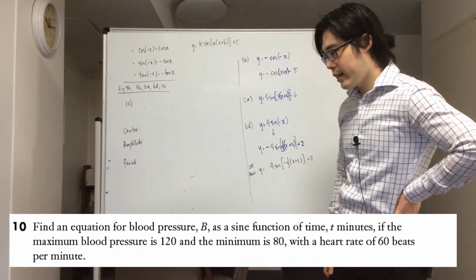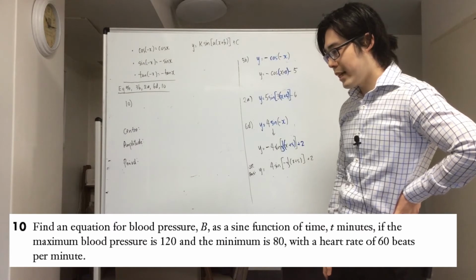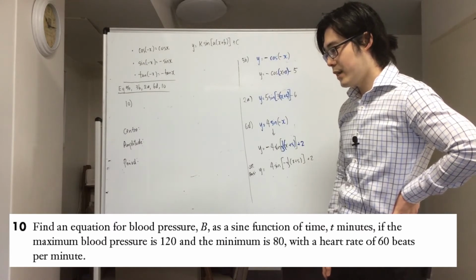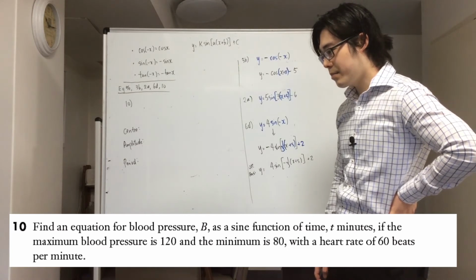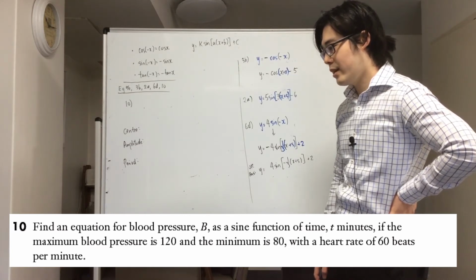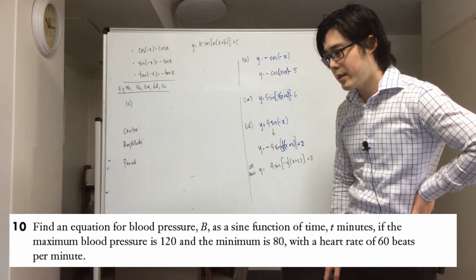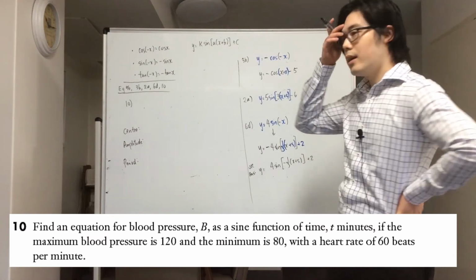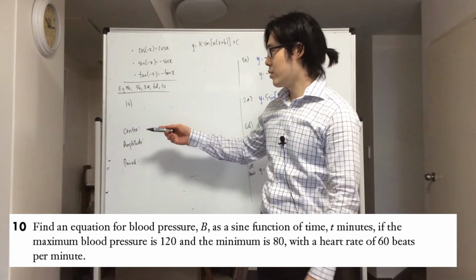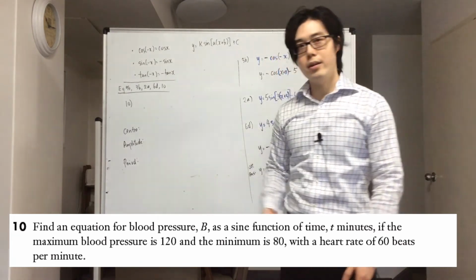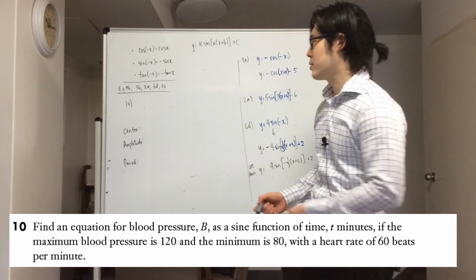So question 10: the blood pressure is a sine function over time, t. If the maximum blood pressure is 120 and the minimum is 80, with a heart rate of 80 beats per minute, find the equation. With this type of question, girls, I broke it down. Let's find the center, amplitude, and period of that question and then form the equation.